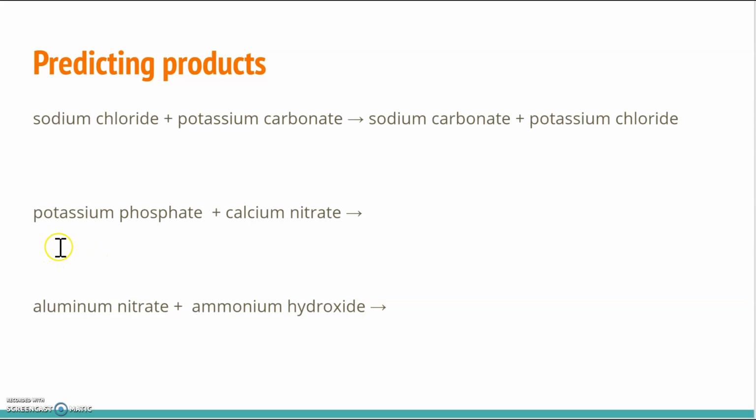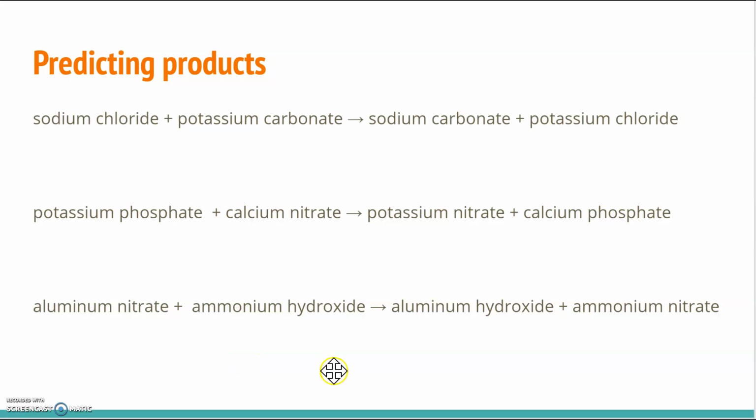So what happens if I mix potassium phosphate with calcium nitrate? They swap partners. Potassium now goes with the nitrate, and calcium now goes with the phosphate. So there you have it, potassium nitrate plus calcium phosphate. So pause the video and see if you can figure out the products from the next reaction, aluminum nitrate plus ammonium hydroxide. Pause the video and see if you get that. Did you get that right? Aluminum now goes with the hydroxide, and ammonium goes with the nitrate, and put the positive or the cations first.